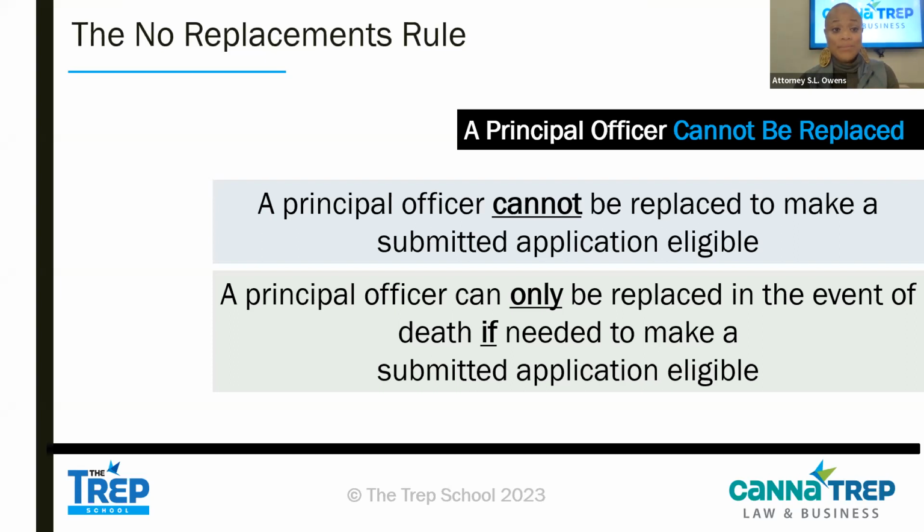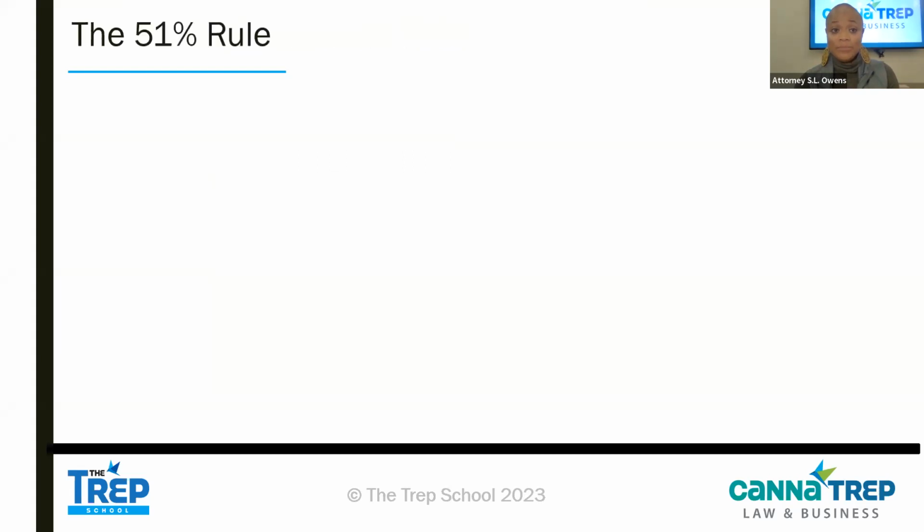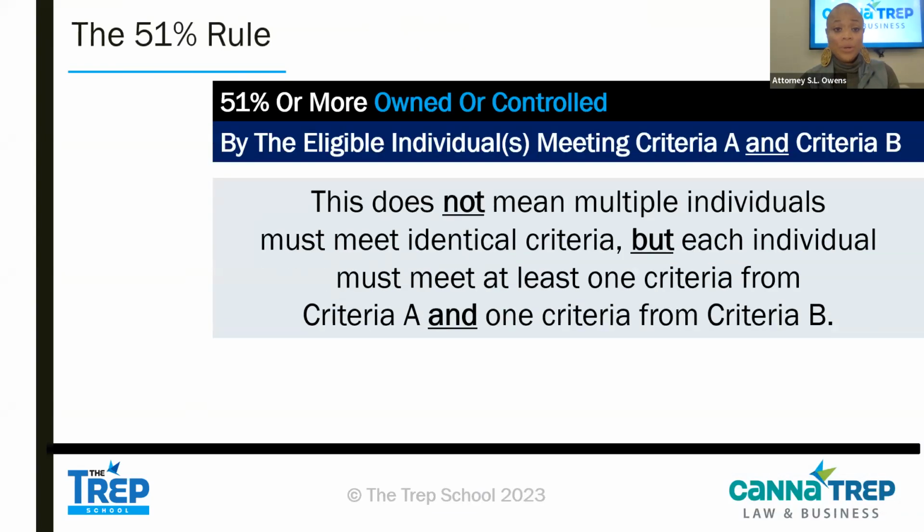So you want to make sure that your teammates are eligible before you agree to be in a team with them. You want to make sure that they can meet this 51% rule: 51% or more owned or controlled by the eligible individuals meeting criteria A and criteria B. This does not mean multiple individuals must meet identical criteria, but that each individual must meet at least one criteria from A and one criteria from B. So let's go back to the Tricia and S.L. company. If Tricia and I decided to form an application team together, I would need to be eligible under A and B.